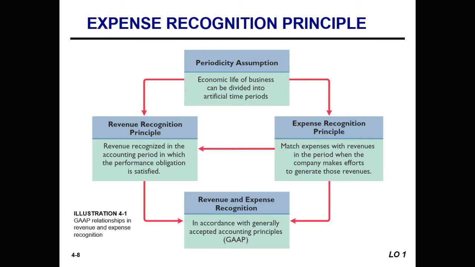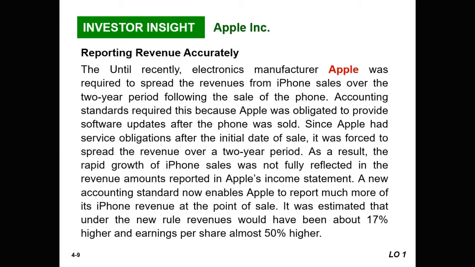Invariably, of course, there are many instances where things such as revenue haven't necessarily been reported accurately. And this happens for a variety of reasons. It could be a misinterpretation of a guideline or of a standard. It could be something new that has arisen. Here we have one where Apple was required to spread the revenues from their iPhone sales over the 2 years following the sale of the phone.